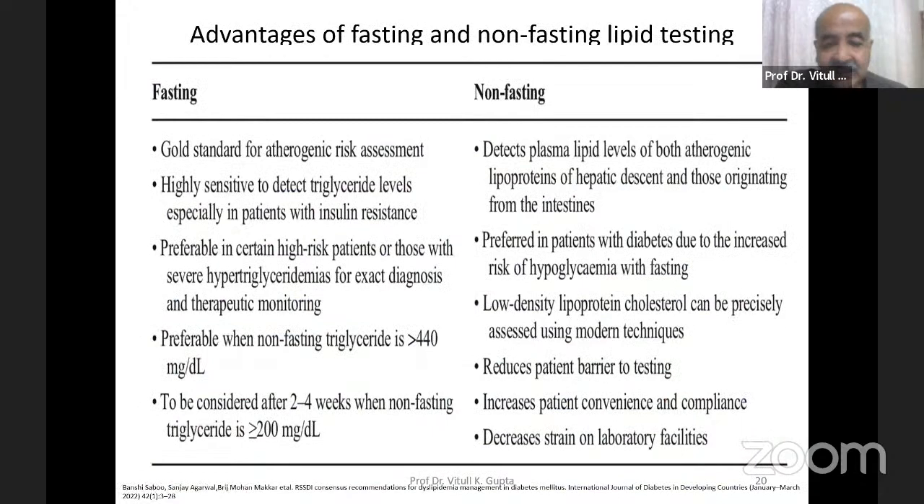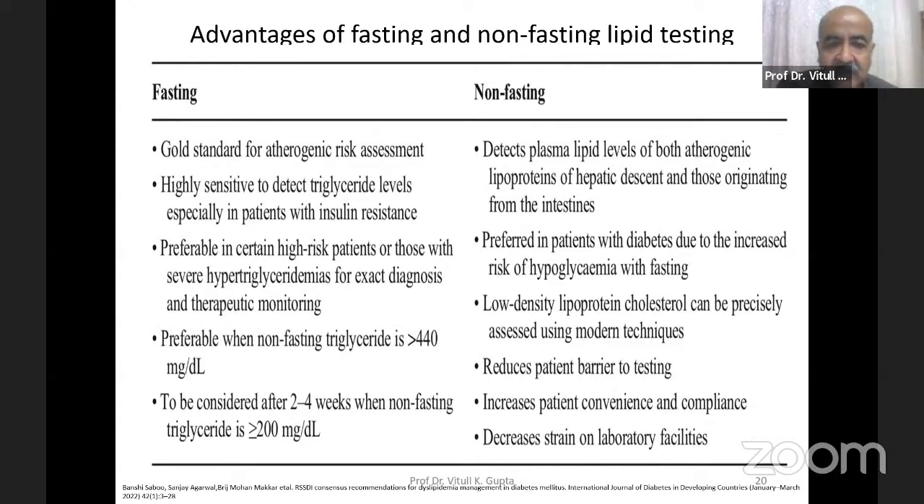So what are the advantages? This needs to be known, why the Lipid Association has suggested both fasting and non-fasting lipid profiles. If we consider the fasting lipid profile, it is considered to be the gold standard for atherogenic risk assessment. It is highly sensitive for detecting triglyceride level, especially in patients with insulin resistance. So the Indian population is a greatly insulin resistant population. It is preferable in certain high-risk patients with severe triglyceridemia for exact diagnosis and therapeutic monitoring. It is preferable when non-fasting triglyceride is more than 440 milligram per deciliter, and to be considered after 2 to 4 weeks when non-fasting triglyceride level is more than or equal to 200 milligram per deciliter. So these are the advantages of fasting.